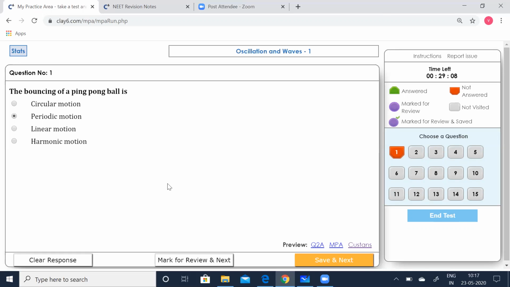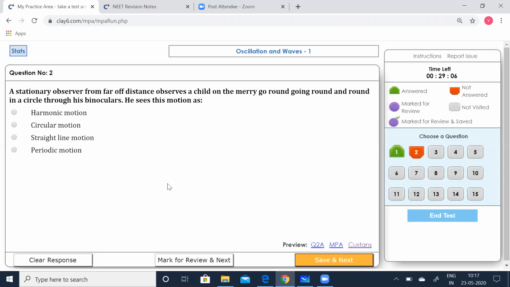So quickly save that, go to the next. A stationary observer from far off distance observes a child on the merry-go-round going round and round in a circle through his binoculars. He sees this motion as harmonic, which can be the correct option: harmonic motion, circular motion, straight line motion, or periodic motion.